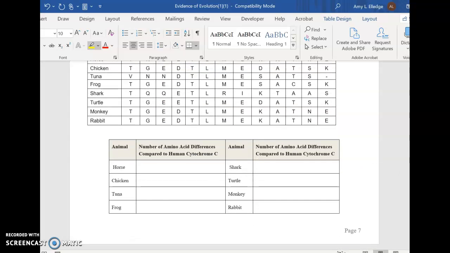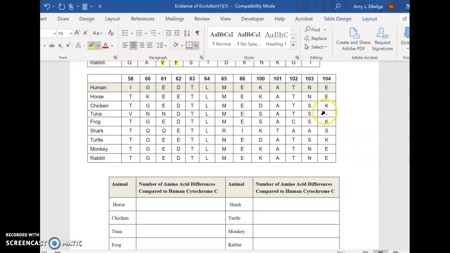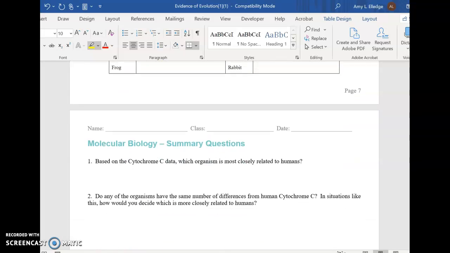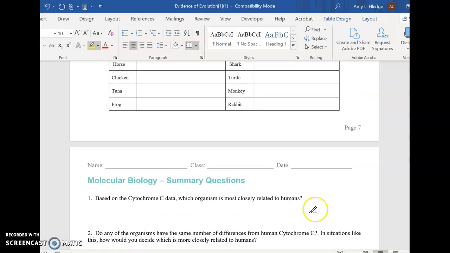And then that's what you're going to put in your chart down here for chicken, the number of differences from humans. The idea is that if you're closely related, you're not going to have very many differences, and the further you are from each other, the more differences you're going to accumulate. And this little dash here, you do highlight that as a difference because it is not an E. So let me make that clear for you. That is a difference. All right, so highlight, count them up, and then you have a couple questions to answer.